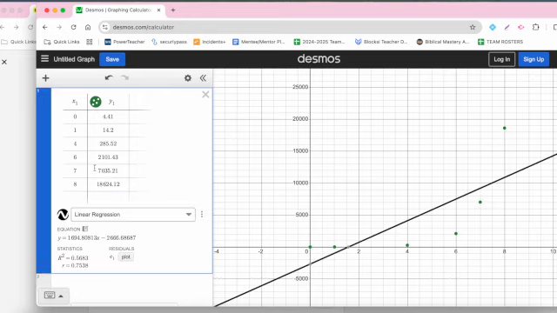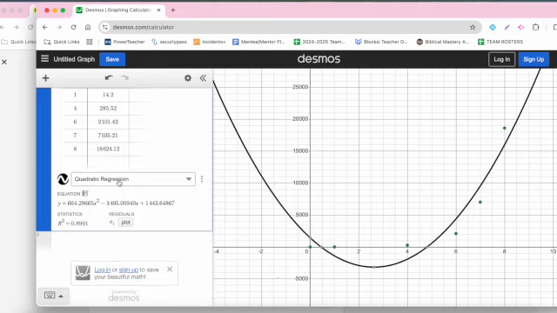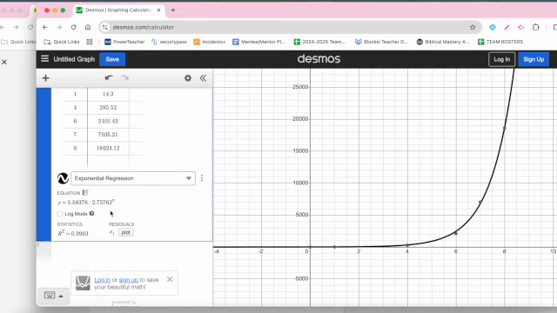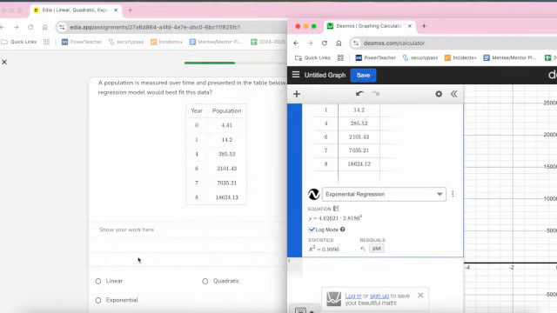Let's add a regression to see. Linear, that's okay, 0.56, 0.57. Quadratic, pretty good, 0.8991. But I'm going to guess that exponential is going to be super good. 0.9993, 0.9996 if we put log mode on. So this is definitely an exponential function.